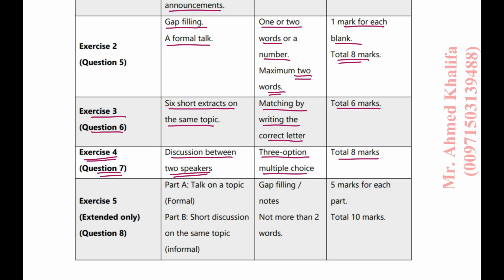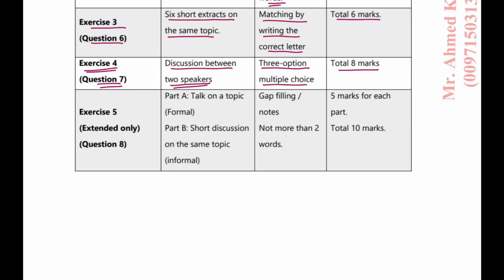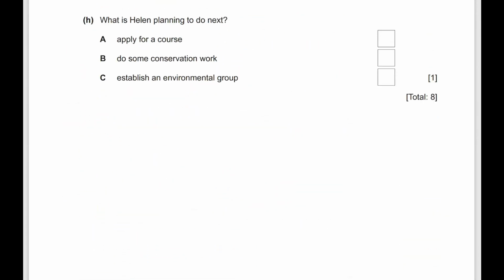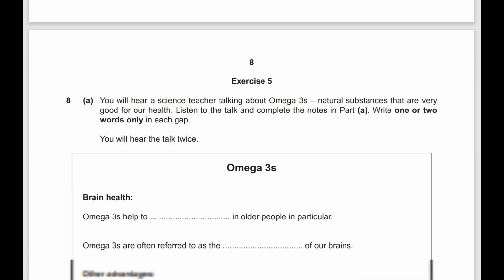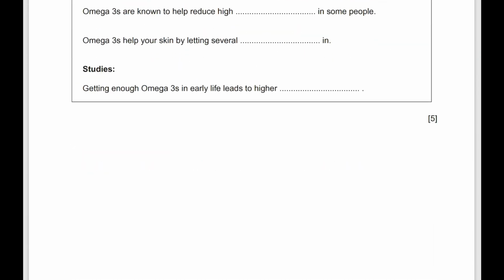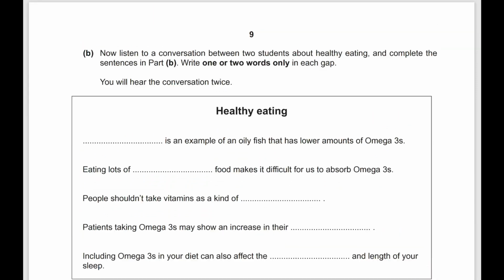Then we have got exercise 5 for the extended only. It's not there in the core. Question number 8, we have got 2 parts, part A and part B. Talk on a topic which is formal, and short discussion on the same topic which is informal. We have got gap filling, notes. We need to write not more than 2 words, okay? 5 marks for each part, total 10 marks, as you can see here. The last question, question 8, consists of part A and part B. So 1 formal and 1 informal.